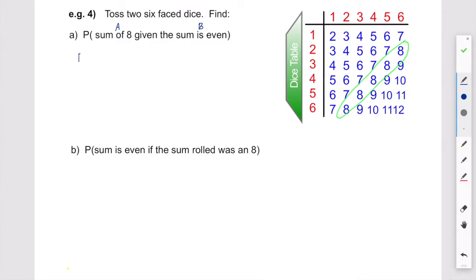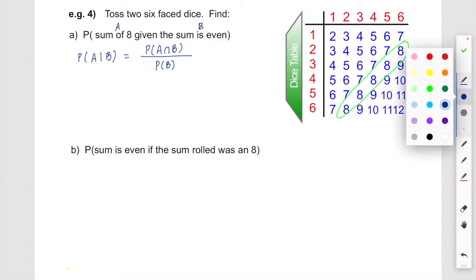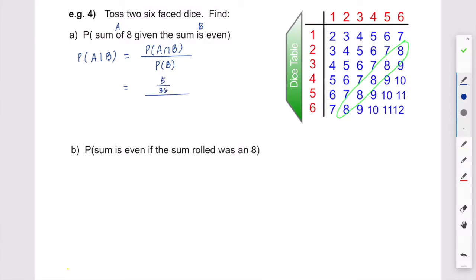So we know that here we're looking for A given B, and based on the formula, we have P of A and B divided by P of B. So the condition always goes at the bottom. Sometimes this is known as the reduced sample space. You're only looking amongst the even numbers. So P of A and B means it has to be 8 and even. All the 8s are even, so 5 out of 36. And the probability of getting an even sum is 18 out of 36. Simplifying this, we get 5 out of 18.